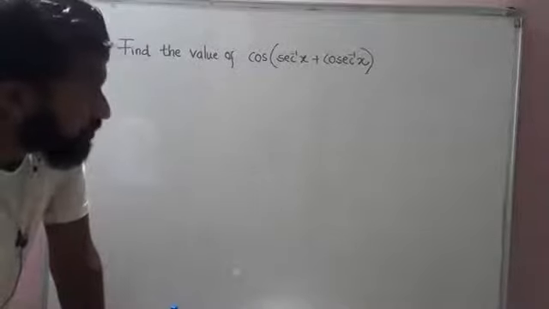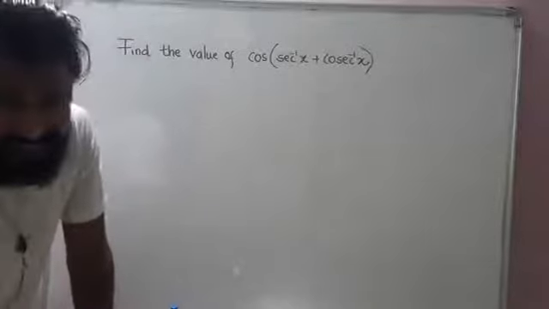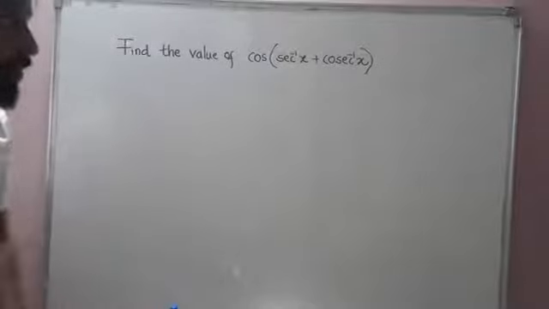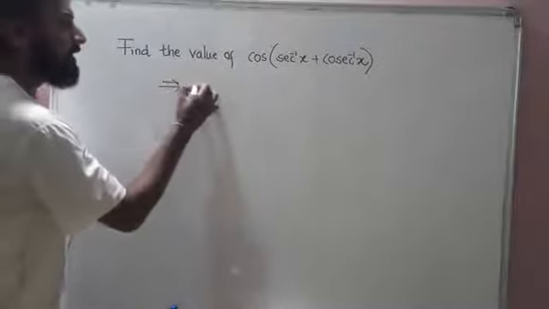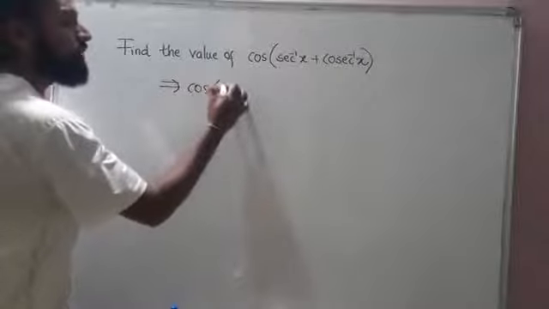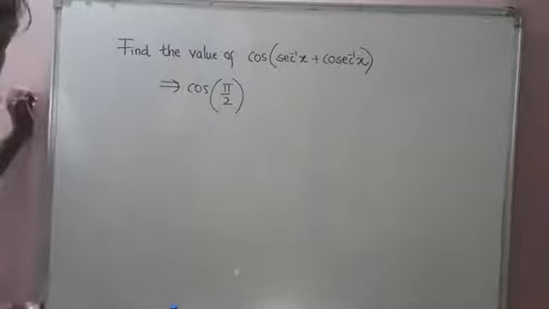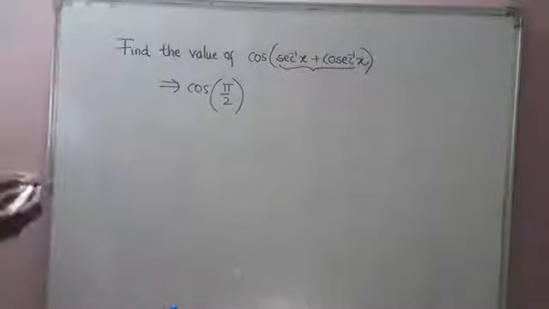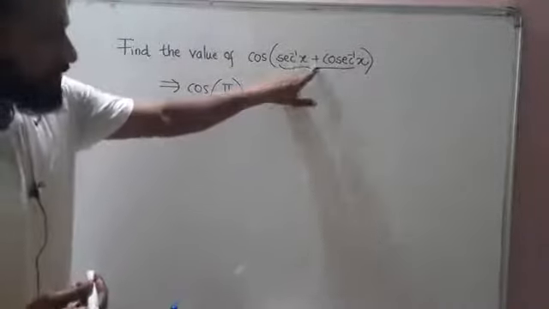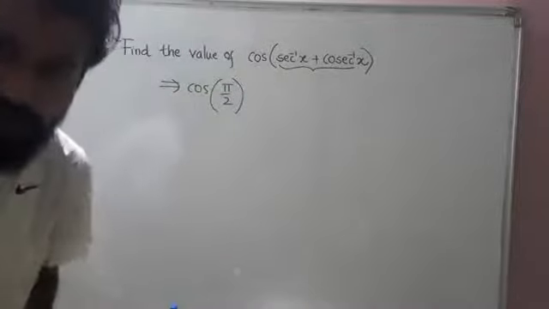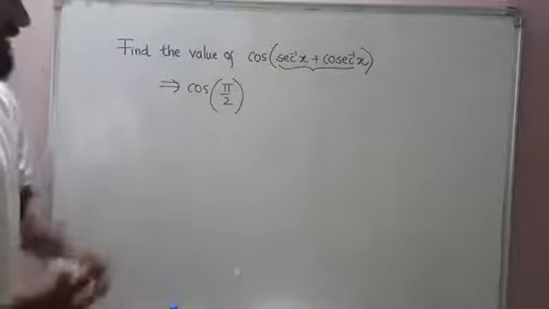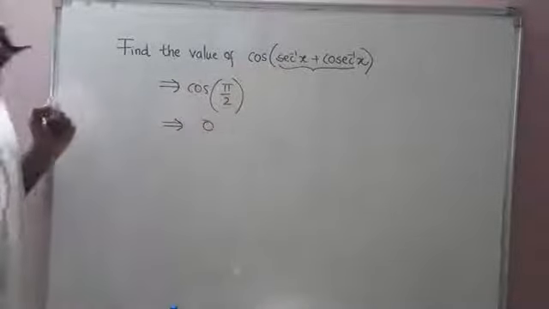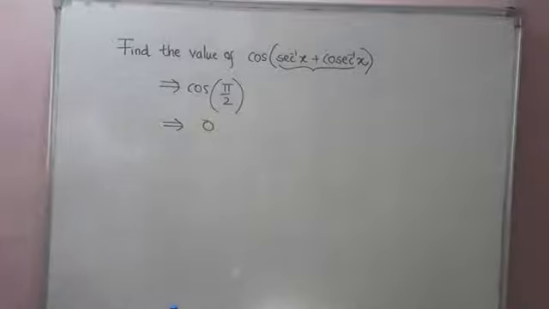If someone knows the properties very well, he can solve it in less than 1 second. The property says that cos of simply pi by 2. What is the property? Very good. This is property number 3 or 4, I don't remember exactly. Sec inverse x plus cosec inverse x is always equal to pi by 2, which we have seen in the property. So I'll just apply it. So cos pi by 2, cos 90 is very easy. Cos 90 is 0 and your answer is ready.